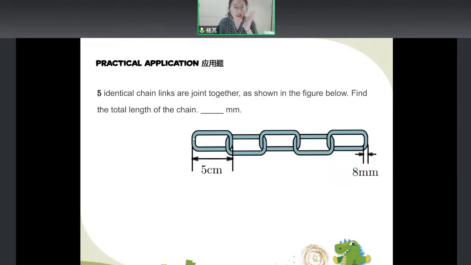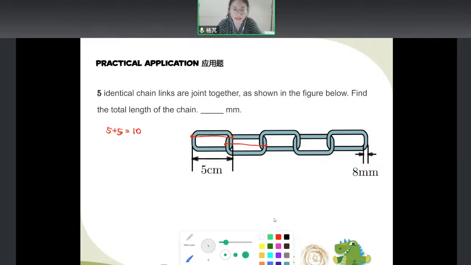Let's take a look. The length 5 centimeter, it means this part, from the left to the right. Is this okay? And this part is 5 and another 5. Where does it start? From this point to here. Okay? Everyone, if we just use 5 plus 5 centimeter plus 5 centimeter, it will be 10. The problem is 5 plus 5. You count this part, the overlapping part, you count it for twice.